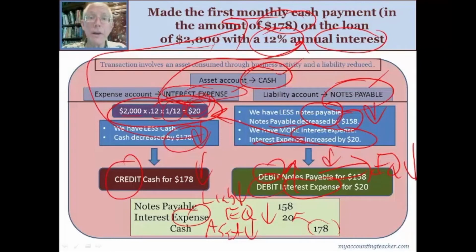In fact, we could figure it out. Let me try to do it in my head here. We owe $2,000. We just sent in $178. They skimmed $20 off the top, meaning $158 was left to repay the loan. So now I don't owe $2,000 anymore. I owe, let's see, $1,842. Check me with your calculator.